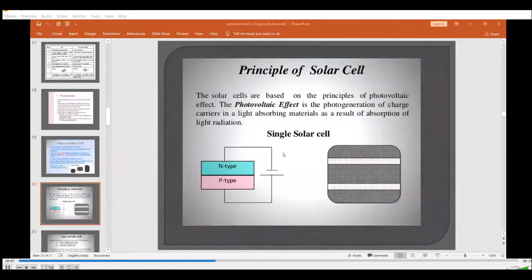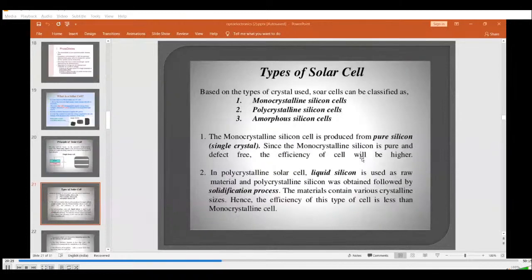Now coming to the principle of solar cell. Solar cells are basically working on the principle of photovoltaic effect. It is nothing but generation of charge carriers in light absorbing materials as a result of absorption of light radiation. Clear now? This is a general solar panel. If electrically we connect P and N type, only one single P and N, then we call it a single solar cell. Like this, if we are taking a cascade of PN junctions, then we call it a solar panel. Clear?